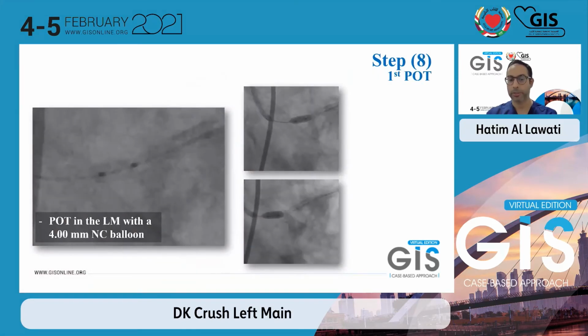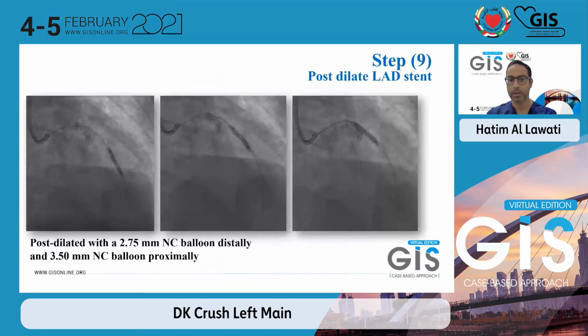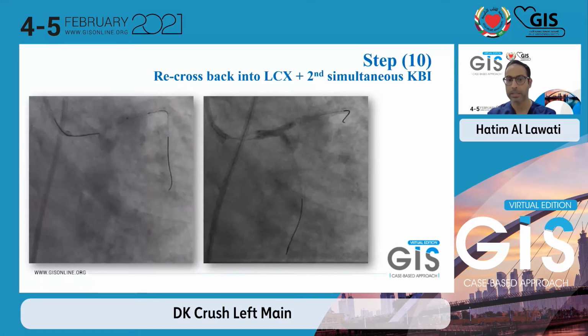We performed the first POT with a 4 millimeter NC balloon at moderate pressure, and we flared the ostial struts at high pressure. We then post-dilated the LAD stent with a 2.75 millimeter NC balloon distally and in the mid-segment, and 3.5 NC balloon in the proximal segment.